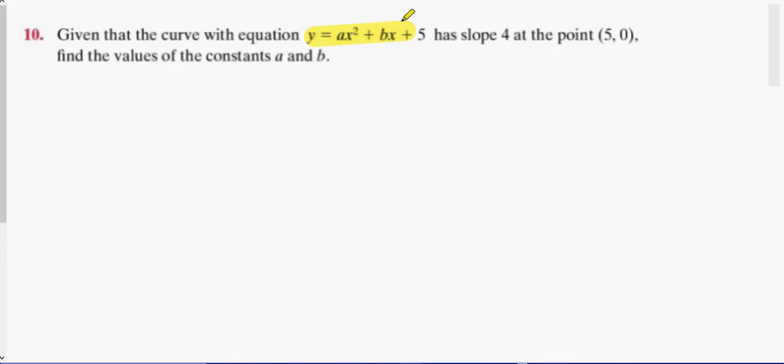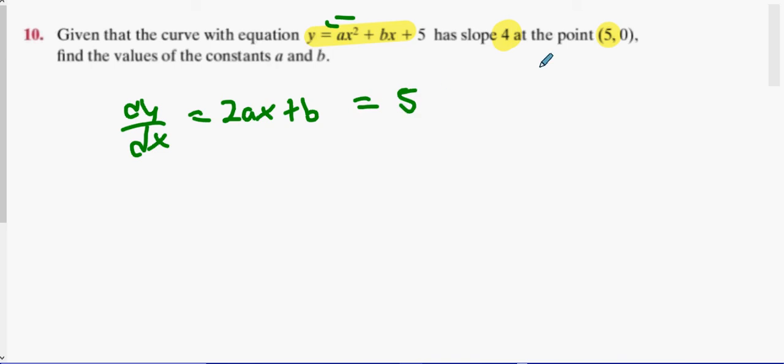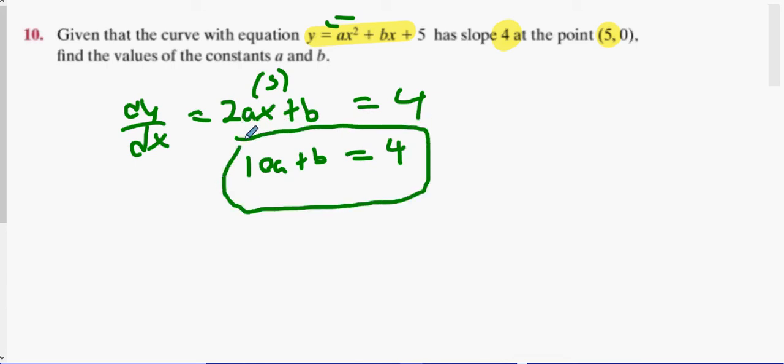Right. First derivative is the slope, so the first derivative equals 4 when x equals 5. Yeah, not too bad. So what do you get for the first derivative, Carly? 2ax plus b, and that equals 4 when x equals 5. So sub in x equals 5, and you get 10a plus b equals 4. Alright, it's a simultaneous equation, which means you're going to need another equation to finish it off. Where does that other equation come from? Anybody?